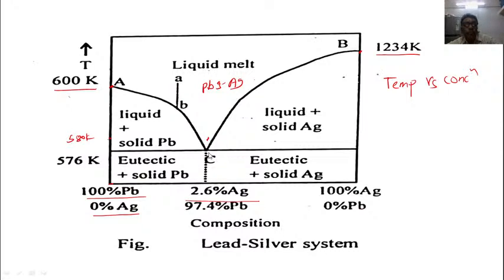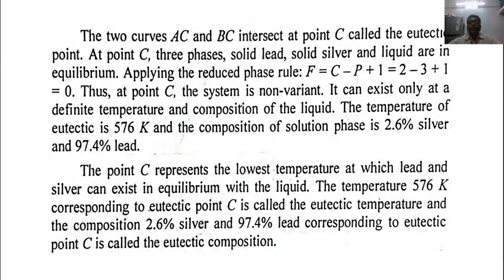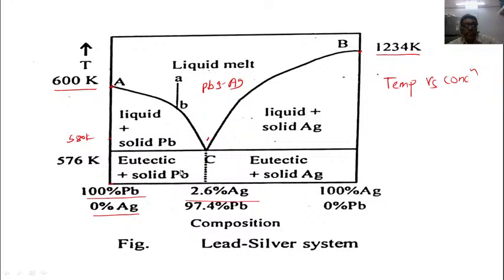So this point C is called a eutectic point because three phases are existing there. At point C, three phases, solid lead, solid silver and liquid, are in equilibrium here. You can see here, solid lead is here, solid silver is here, and this liquid, they are in equilibrium. The composition of the eutectic mixture at this point C is 2.6% of silver and 97.4% of lead.